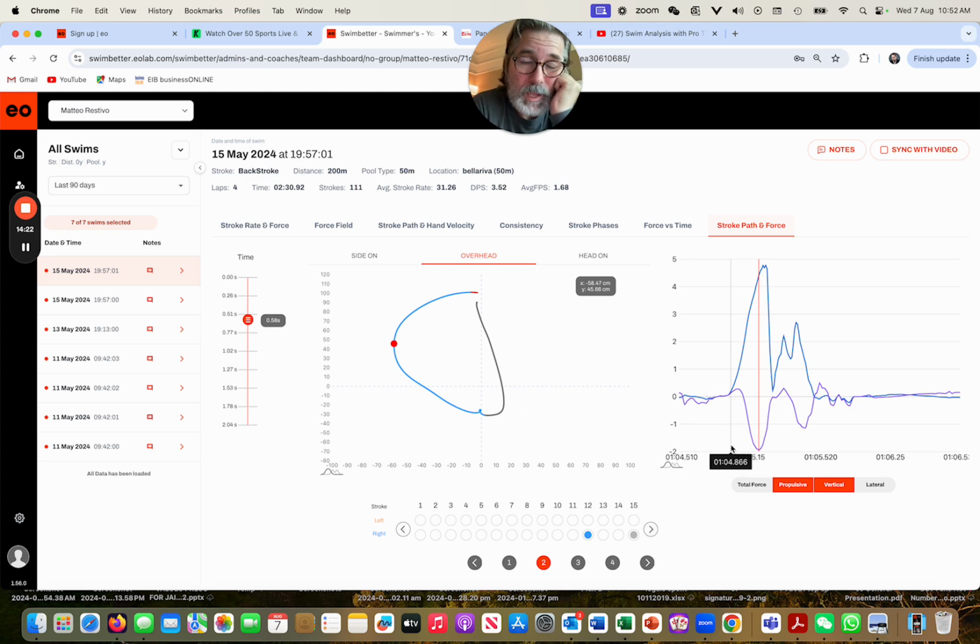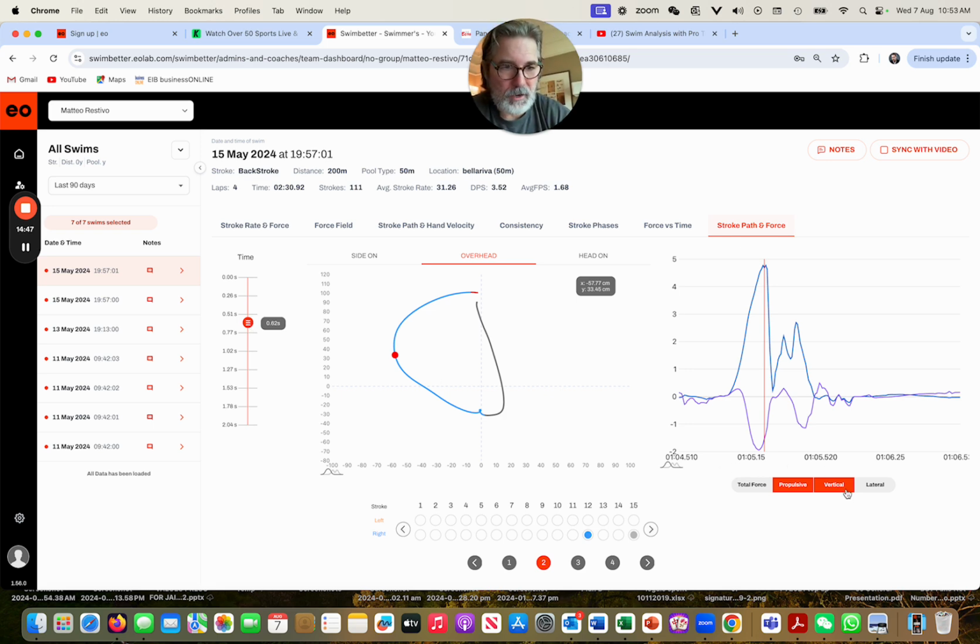So I think Matteo would need to look at that and work out why he's generating that downward force there. And as we go a bit further on through the stroke, and right here, we're now going to back off, as you can see, his downward force. So it backs off to no downward force here. But we've fallen off this cliff propulsively.